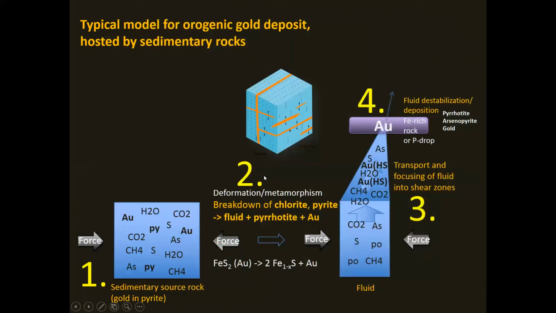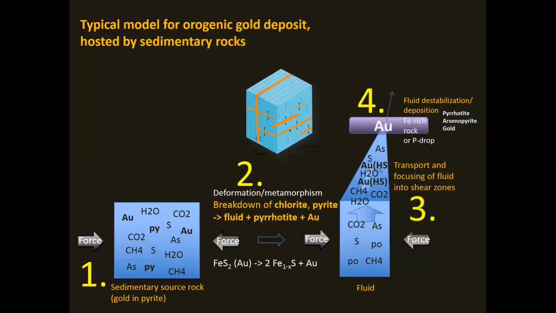So we deform it, metamorphose it, and we will generate a breakdown of chlorite and pyrite. The chlorite will generate a lot of fluid. The pyrite will transform into pyrrhotite, and in that reaction, gold is liberated and carried by the fluid as a hydrosulfide complex. So at number 3, we have pushed this source rock. We generate the fluid, and the fluid is transported and focused then into, let's say, a shear zone. And then we need a precipitation mechanism.